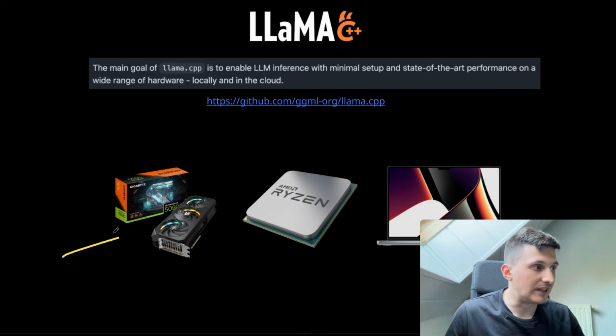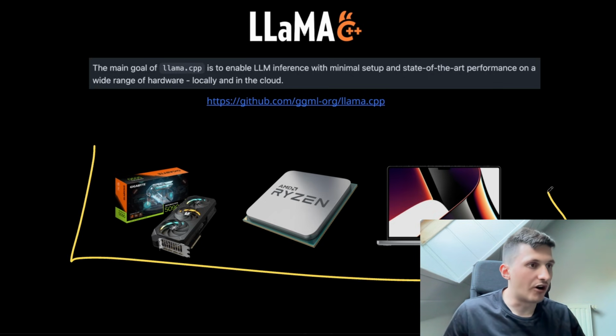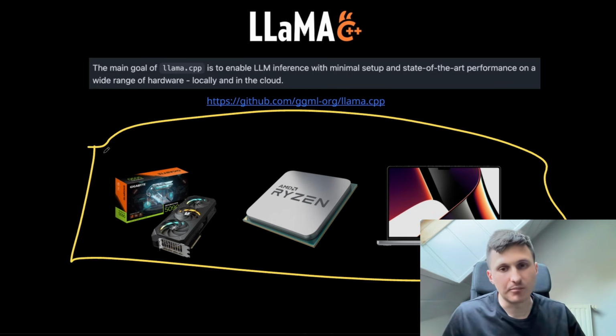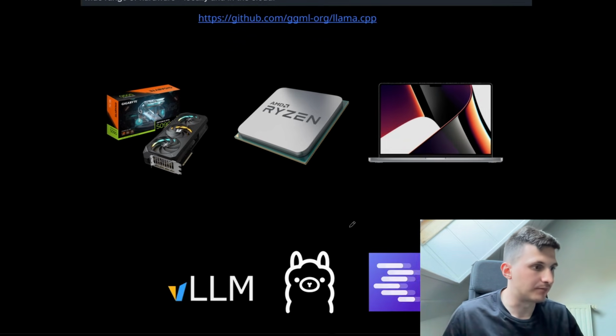You don't need to have an NVIDIA GPU. You can have one, which will definitely accelerate things, but you can also offload certain things or even the entire model to your CPU. And also M1 MacBooks are really well supported using the Metal framework. So basically on any hardware that you have, of course not on a potato computer, it will run on a wide range of hardware.